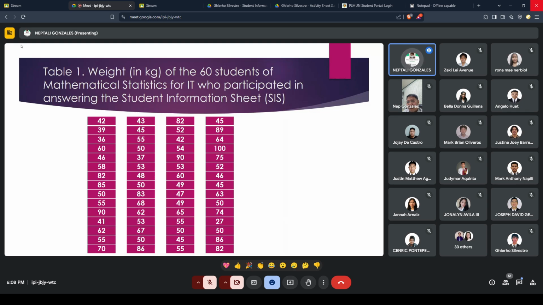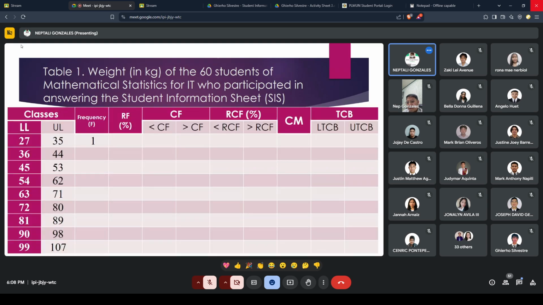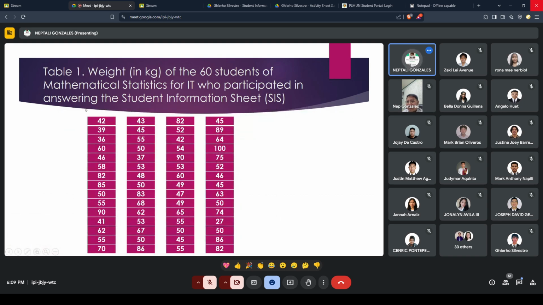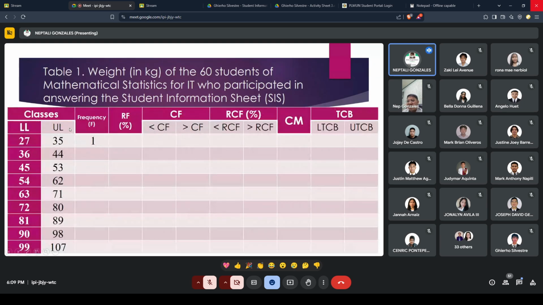So again, from counting 27, it's already written, I've already written it. So 27 to 35, the range of the first class is 27 to 35. Counting here the numbers from 27 up to 35, it seems that there is only one, which is this 27. So therefore, you will write the frequency as 1.